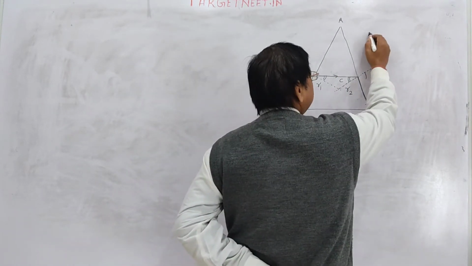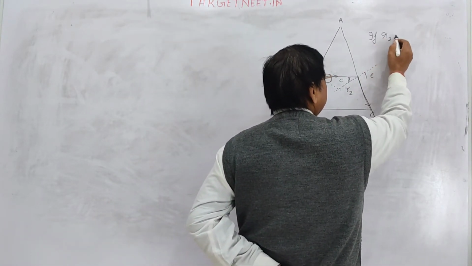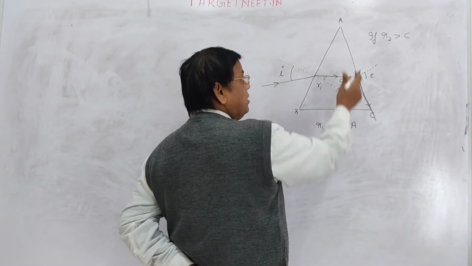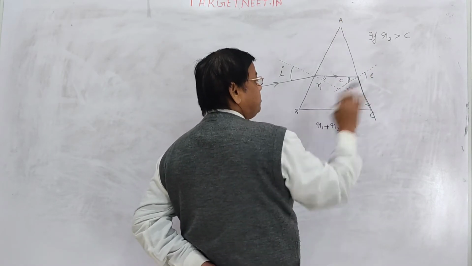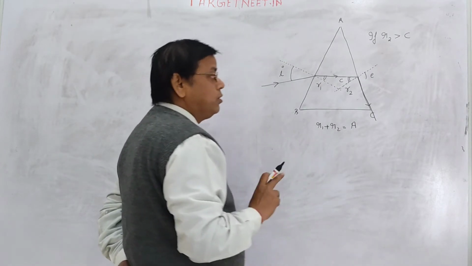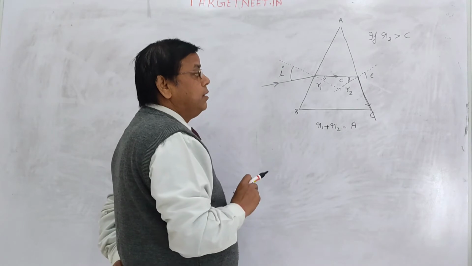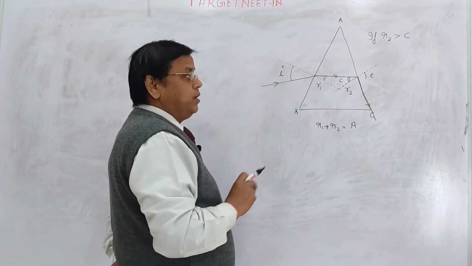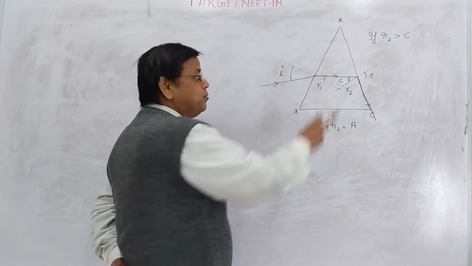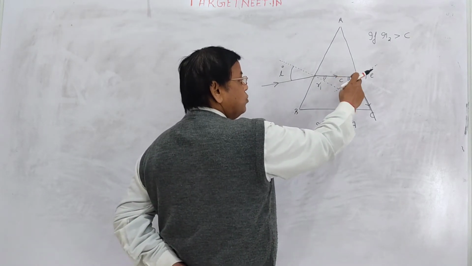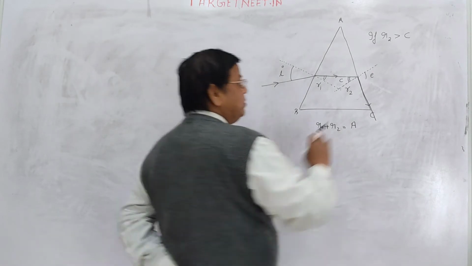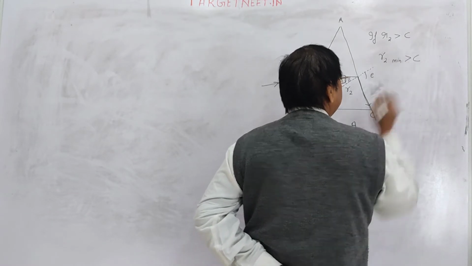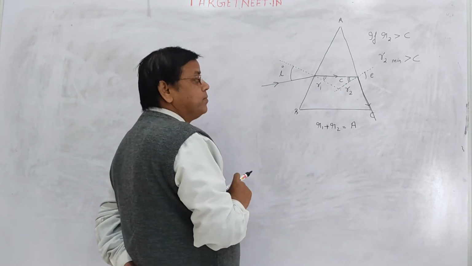Now if R2 is greater than C, then there will be total internal reflection here, and light will not come out of prism from face AC. So if you want that light should not come out from prism from face AC, then R2 minimum should be greater than C. If R2 minimum is greater than C, it means minimum angle of incidence here will be greater than C, so there will be total internal reflection here, right?